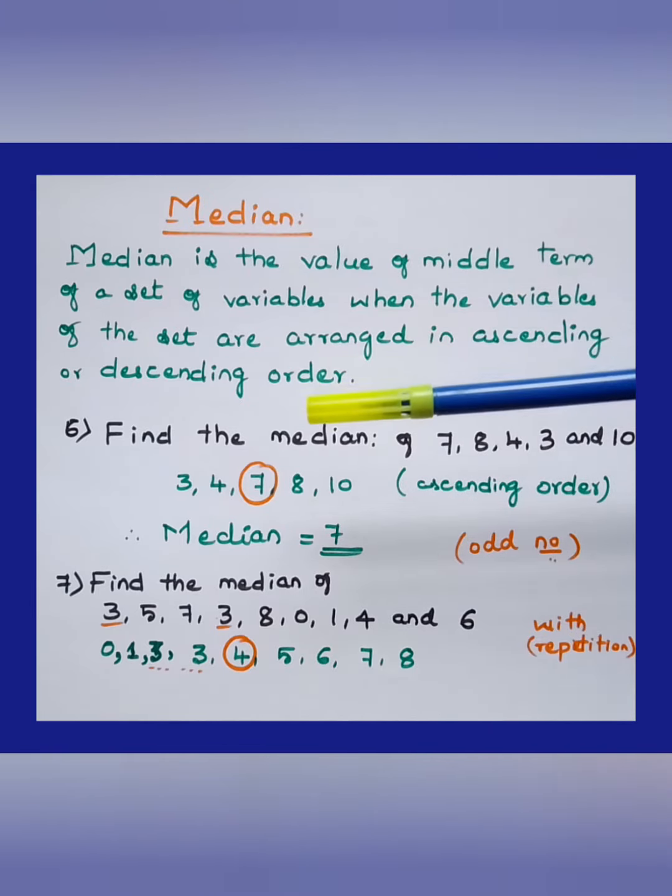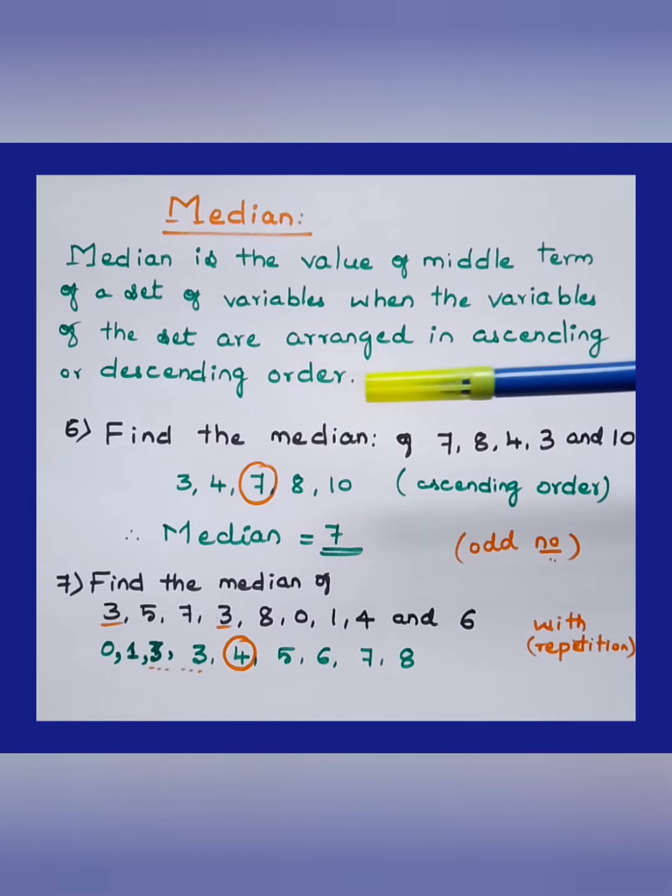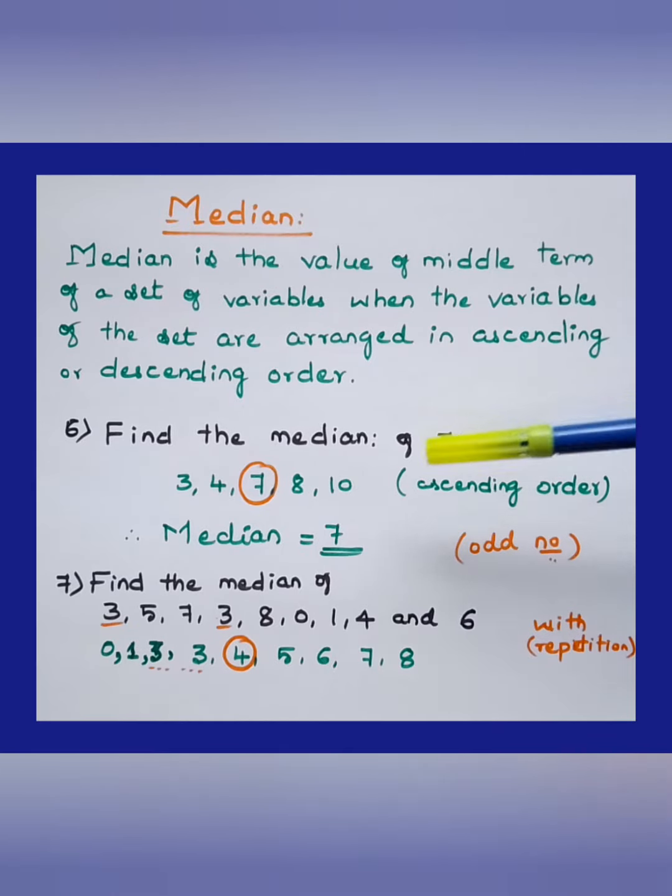Next, moving on to the sum: find the median of 7, 8, 4, 3 and 10. So you have to write these elements in ascending order. We can write 3 first, then strike out. Immediately you can strike out the numbers given in the question. If it is multiple choice, you can do it there only, near the question. 3, then 4, 5 is not there, 6 is not there, then 7, then 8 and 10.